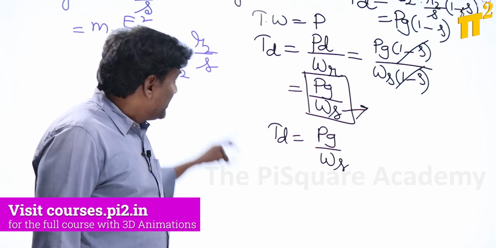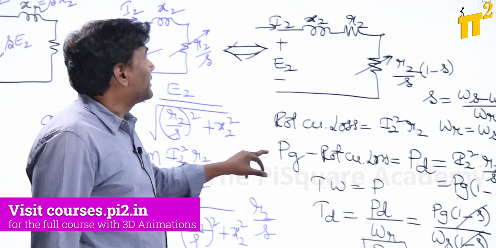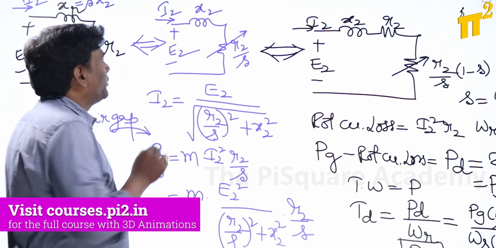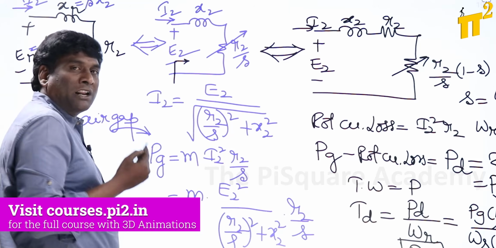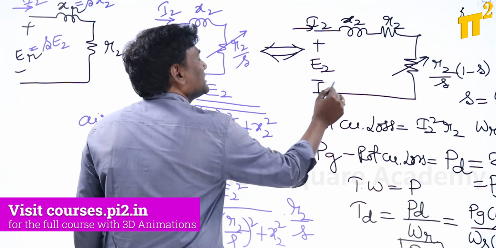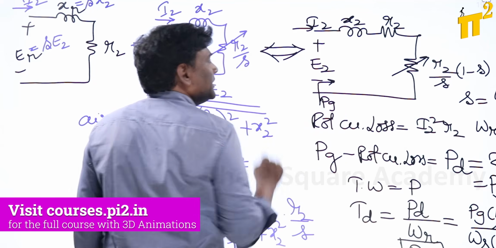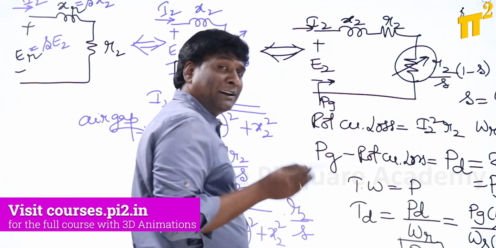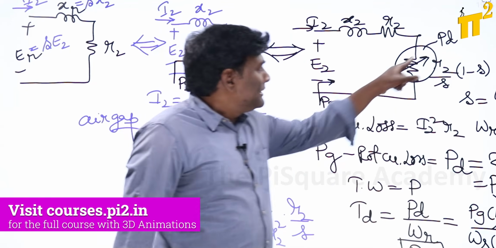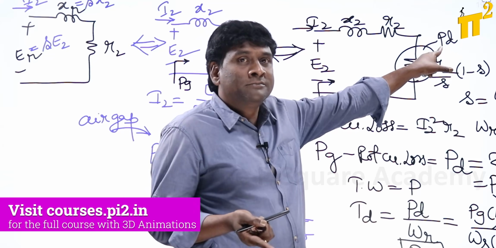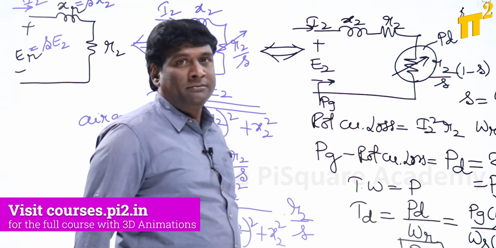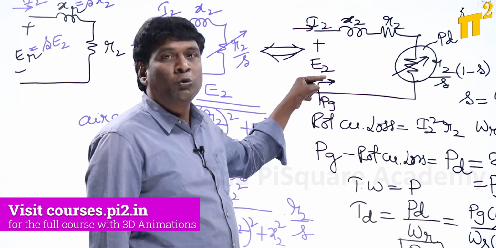Now let me show you one thing such that you will never ever forget. If I want to calculate torque developed, the air gap power, or total power supplied to the rotor circuit, is PG, and the mechanical power equivalent developed is PD. Now you can think of PD by omega R. Omega R is nothing but the real speed of the rotor. PD by omega R can be taken, or PG by omega S can be taken.